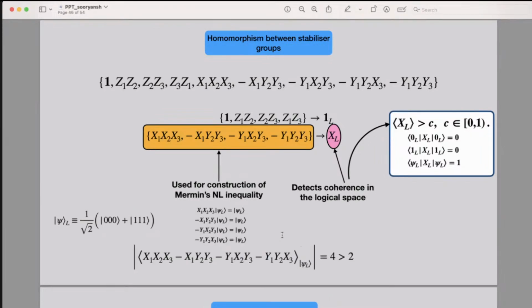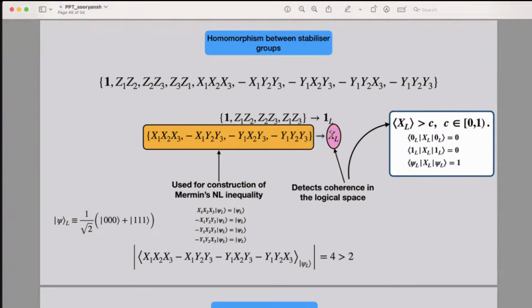Now, on the other hand, in quantum mechanics, the 3-qubit GHZ state gives an expectation value of 4. So this GHZ state maximally violates Mermin's inequality. Okay, so the point is that now we want to relate both of them.